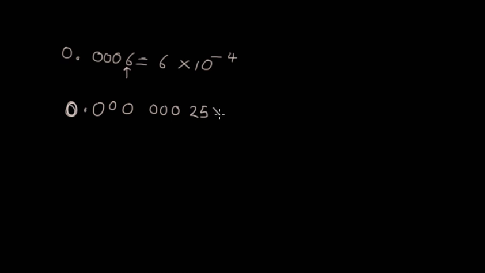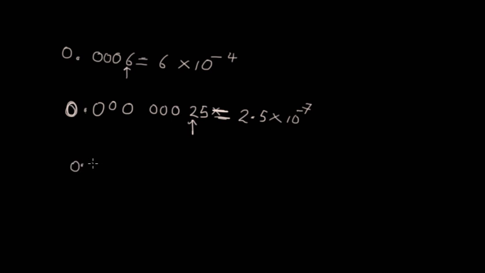0.000000025, and that's equal to 2.5. So here the 2 is the first non-zero digit after the decimal place. So we've got 1, 2, 3, 4, 5, 6, 7. So that's times 10 to the negative 7.